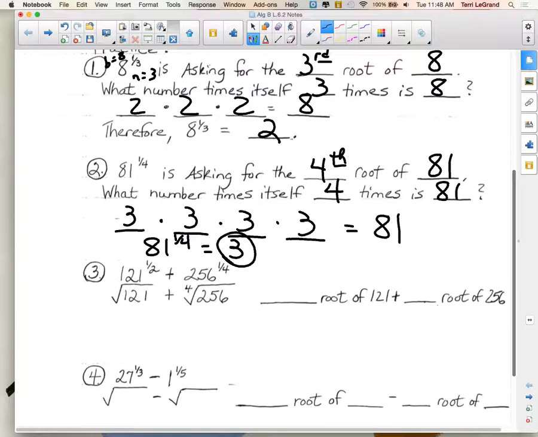27 to the 1/3 power means what? 3 cubed. A number times itself, how many times? 3 times. 3 times gives you 27. And it shows right here. 3 times 3 times 3 is 27. Isn't that what we said? So 27 to the 1/3 power would be 3.